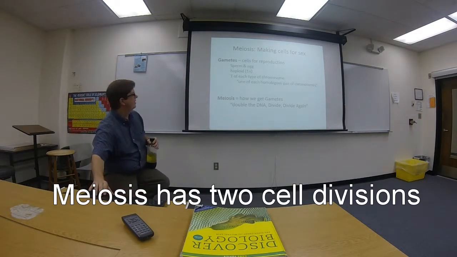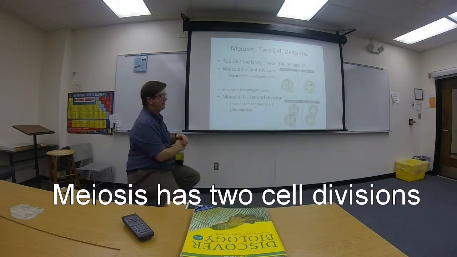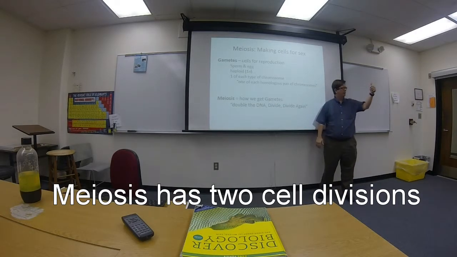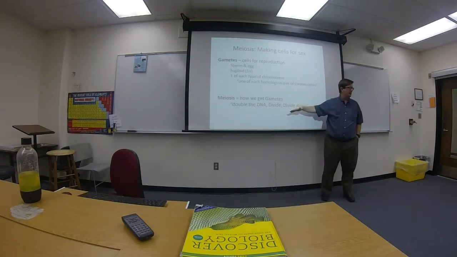In meiosis, we're going to double the DNA, divide, and divide again. So we'll have more DNA. And then we're going to divide. And then we're going to divide again. The double divide, that's meiosis, right? Mitosis is one division, meiosis is two. So double the DNA, divide again.